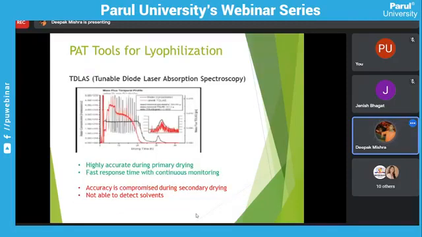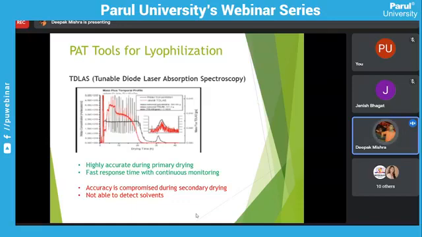Next is TDLAS. I think everybody knows TDLAS, tunable diode laser absorption spectroscopy. On the basis of TDLAS, we get high accuracy during primary drying, fast response time with continuous monitoring. We use TDLAS for moisture detection in the secondary drying. There are many lyophilizers where it is already built in, but in basic models we can additionally use TDLAS inside the lyophilizer.